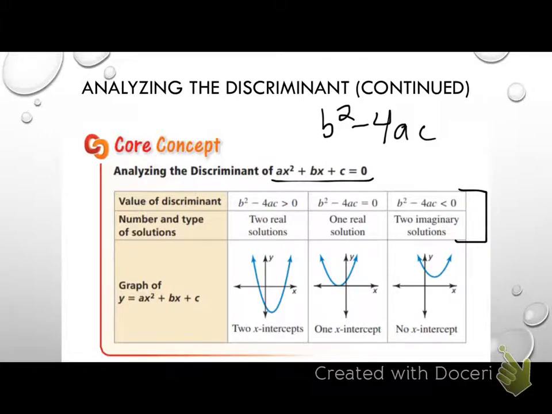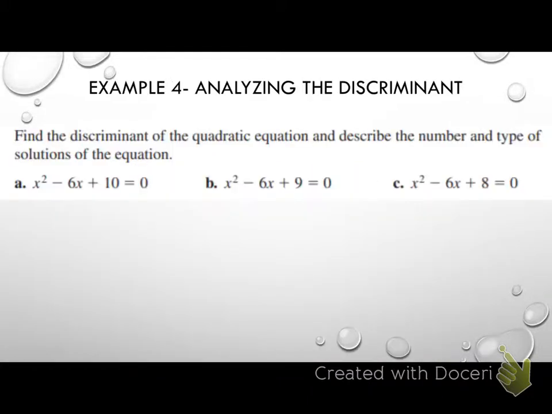Okay, I'm going to move on real quick. I can come back to this slide if I need to. It says, find the discriminant of the quadratic equation and describe the number and type of solutions of the equation. Does it tell me to actually find the solutions? No. So all I have to worry about here is the discriminant. What is the discriminant? B squared minus 4ac. That's all I have to do. If it's greater than 0, I've got two real solutions. If it equals 0, I've got one real solution. If it's less than 0, I've got two imaginary solutions.